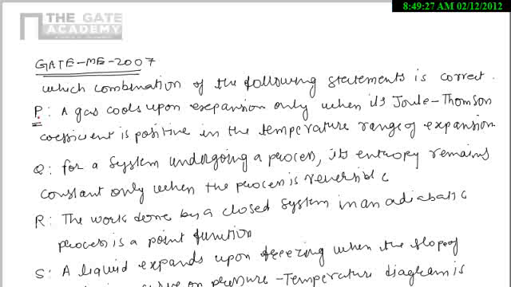The work done by a closed system in an adiabatic process is a point function. Whatever may be the work done, whether for an adiabatic or isothermal or some other process, work done will depend on path. So it is a path function. It is not a point function. So R is false. S.